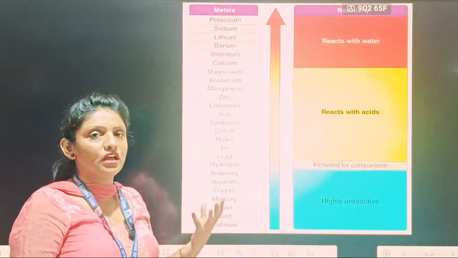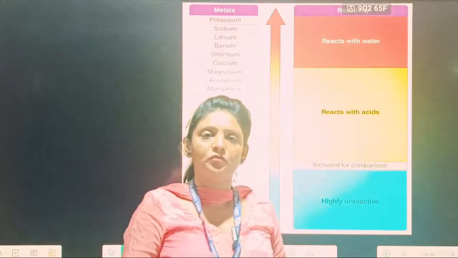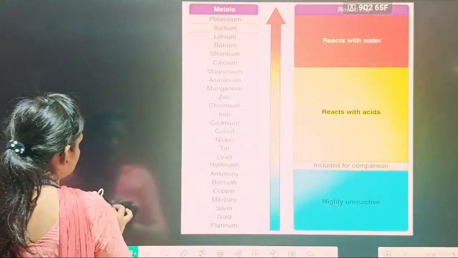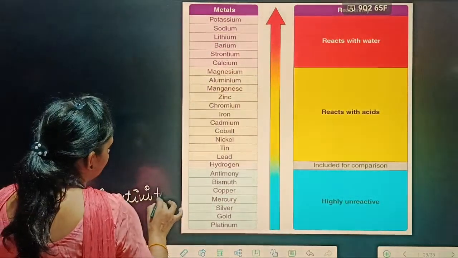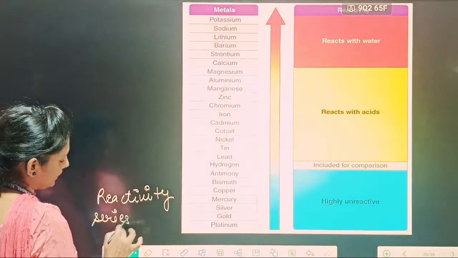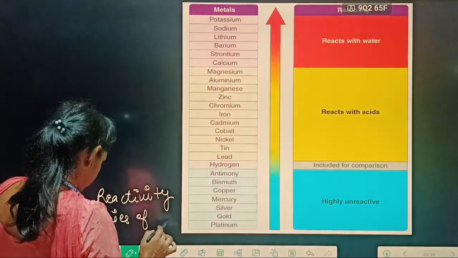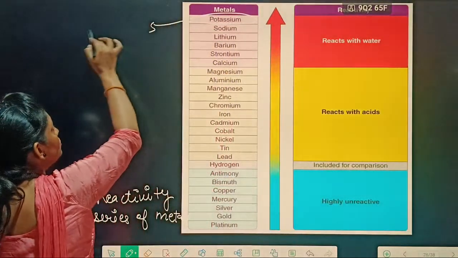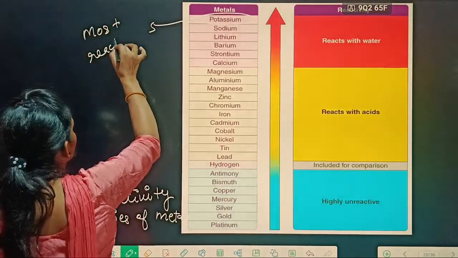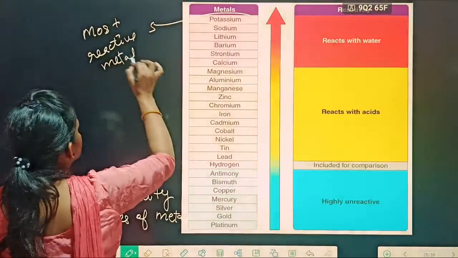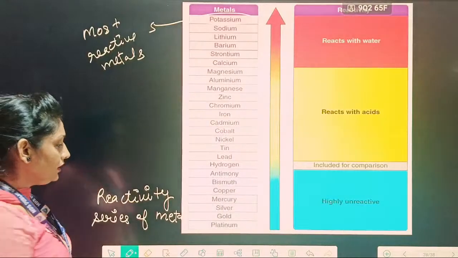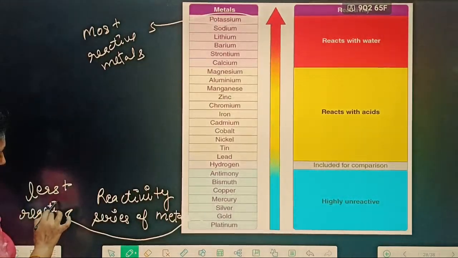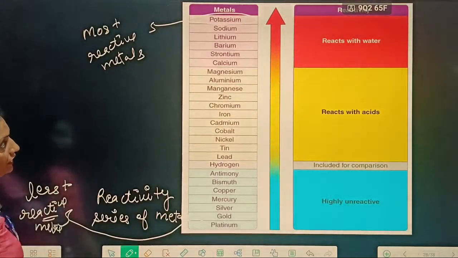So students, how can you tell about the reactivity? Which one will be more reactive and which one will be less reactive? For that you have a series, known as the reactivity series of metals, also called the activity series of metals. Here you can see potassium is the most reactive metal. What does it mean? It can replace all other metals. But here, platinum is the least reactive metal, so it cannot displace.